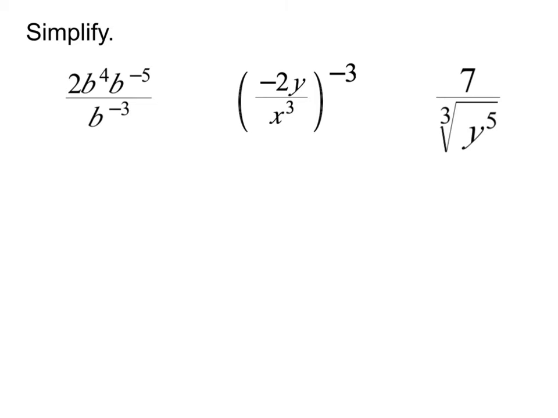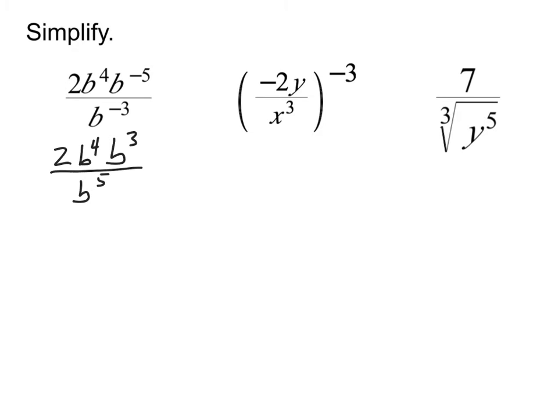What I always like to do whenever I have those negative exponents in there is I get rid of the negative exponents first. So I have a big old fraction. The 2b to the 4th, that's still on the top because there are no negative exponents attached to those. But this b to the negative 5th, well, that becomes a b to the 5th on the bottom. And the b to the negative 3rd on the bottom, that becomes a b cubed on the top. Because remember, a negative flips the bottom to the top or the top to the bottom.